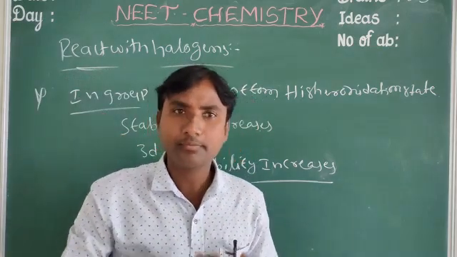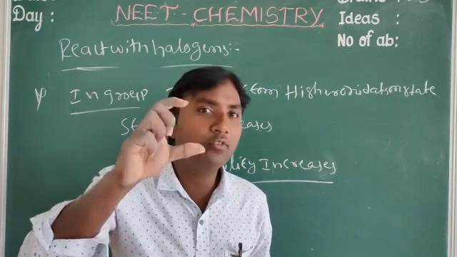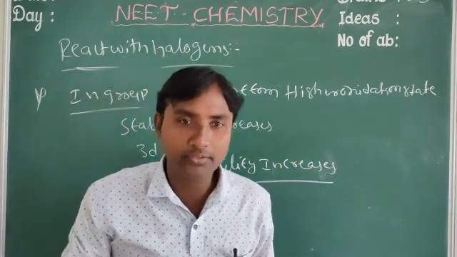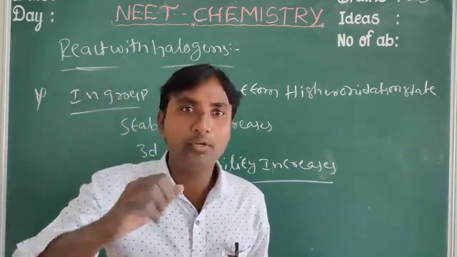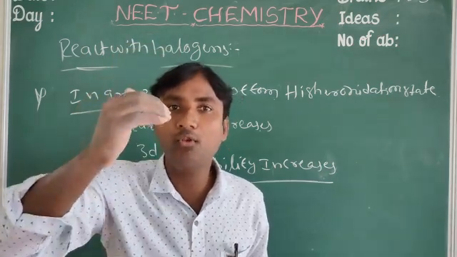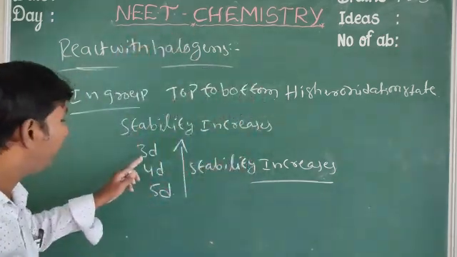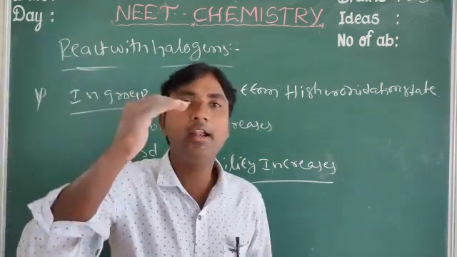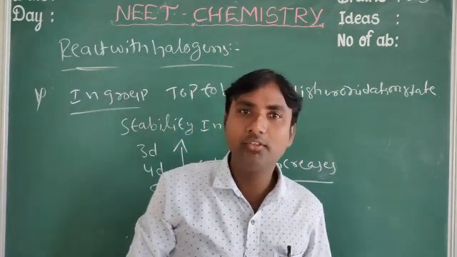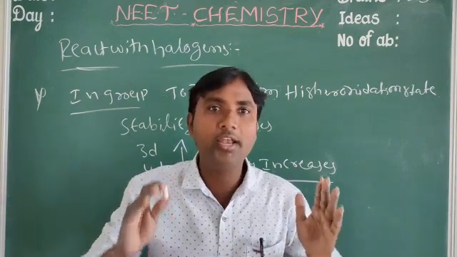Again, listen. Across the period from left to right, higher oxidation state stability decreases. In a group, top to bottom, higher oxidation state stability increases. So from 3d to 4d, 4d to 5d, higher oxidation state stability increases. This is about the variable oxidation states in transition elements.